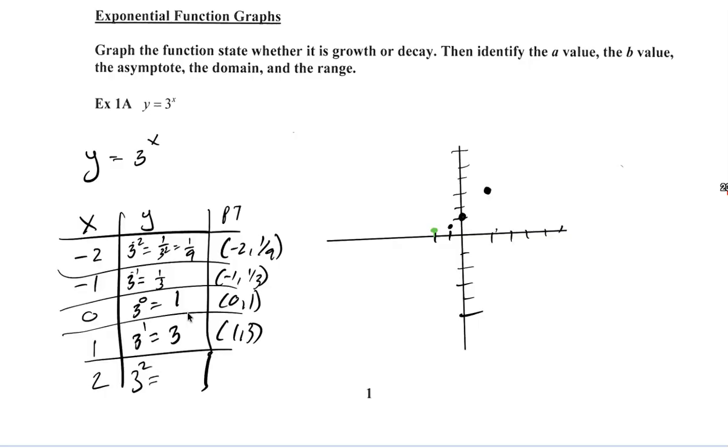3 squared is 9, 3 times 3. So I get the point 2, 9. So 2 all the way up to 9. I didn't even make that many points yet.